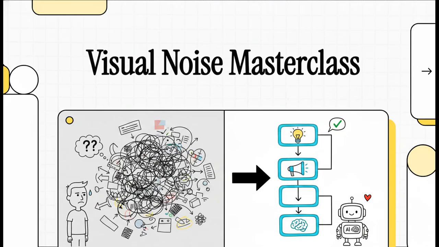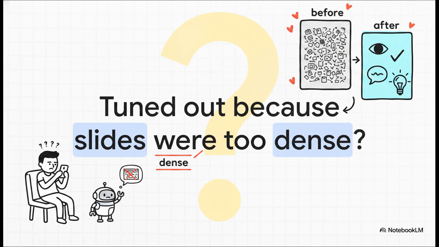Welcome to The Explainer. Today, we're diving into an absolute masterclass on how to drastically improve the way we communicate. We're going to learn exactly how to strip away visual noise, reduce cognitive overload, and completely transform how people actually process your ideas. Okay, let's dive into this.